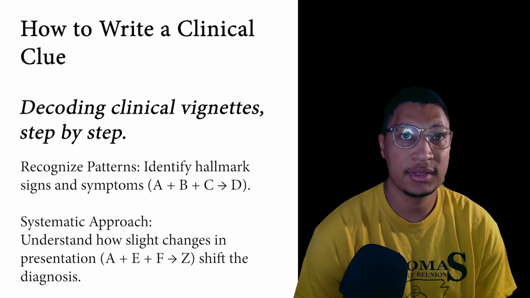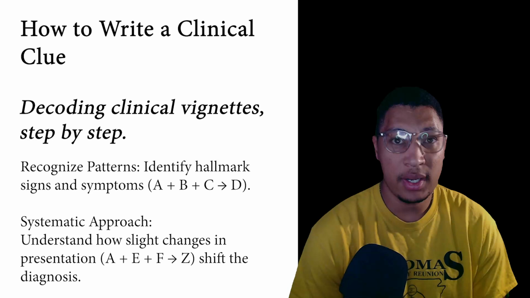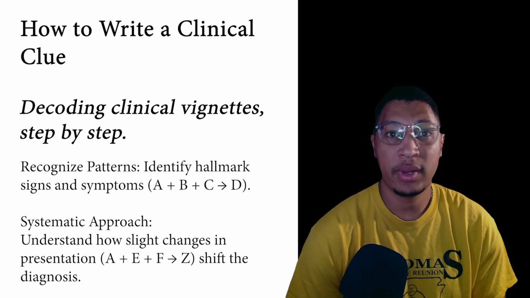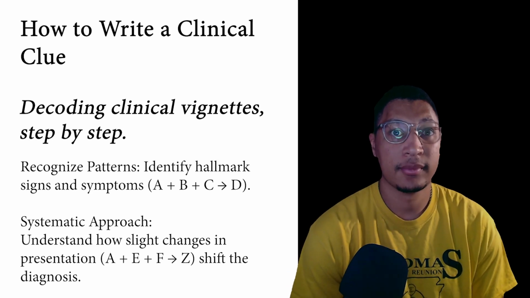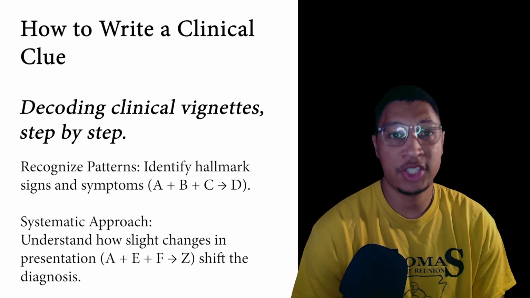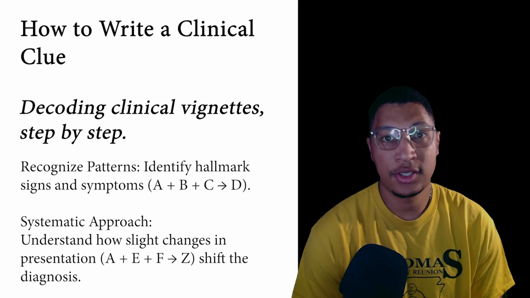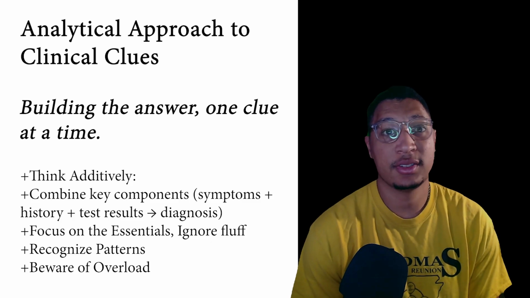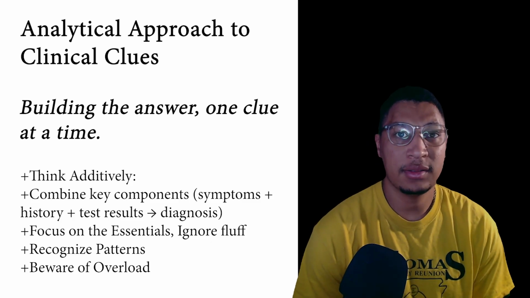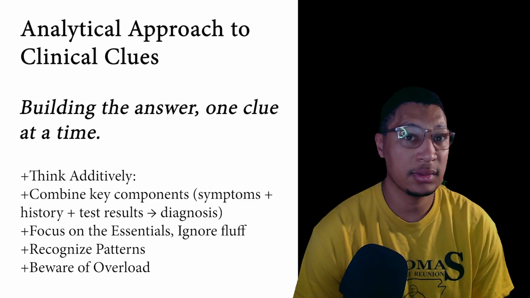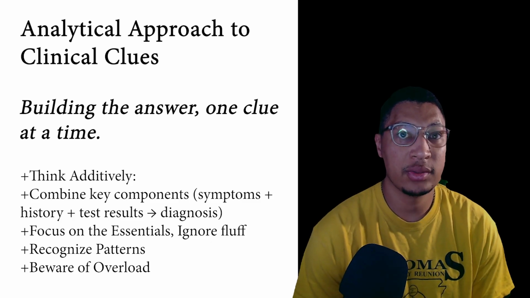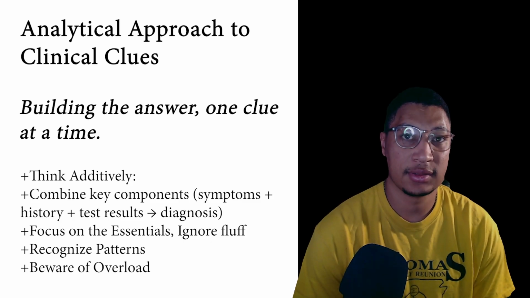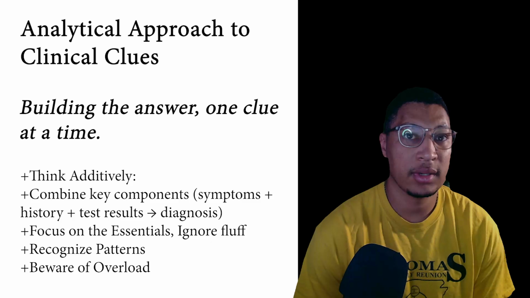Instead of thinking about the questions in isolation, you can use a systematic approach where certain clues, A plus B plus C, will almost always point to a specific condition we'll call D. But in some cases, the clues may change slightly, A plus E plus F, leading to a different outcome, Z. Since I'm an analytical person, I like to approach these questions as if they are additive. If you're given a specific component, symptom, a test result, a patient history, those will naturally lead to an answer. Step 1 doesn't try to trick you, but it can mislead you with unnecessary details. This is similar to how a lot of resources in medical education operate.